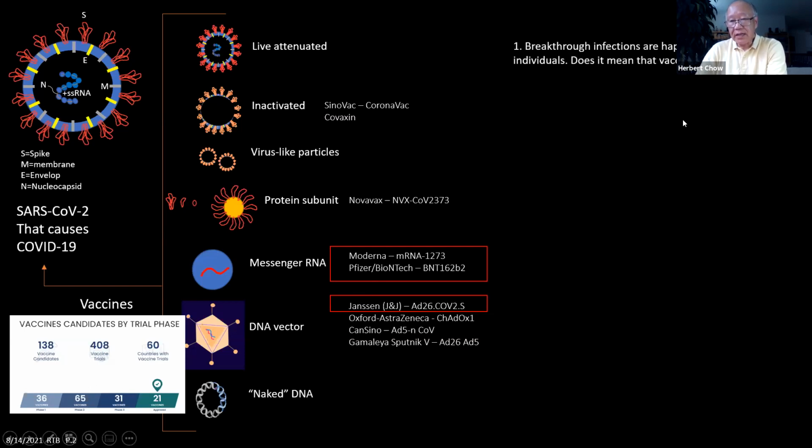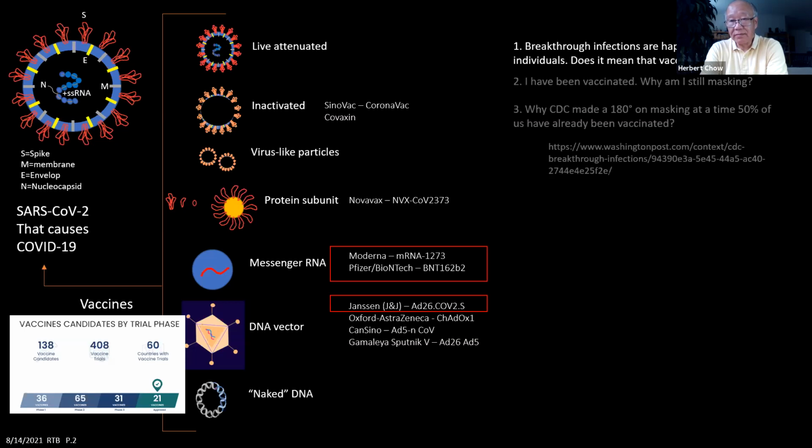So this evening, what I want to accomplish are these lists of questions. We know breakthrough infections are happening in vaccinated individuals, and there's no doubt about it. It doesn't mean that the vaccines are no good. So we'll talk about that. You asked, I have been vaccinated, why am I still worried about masking? And why did even the CDC make a gesture about two weeks ago, a 180 about-face on masking policy, at a time when 50% of us had already been vaccinated? So why did they make that decision?